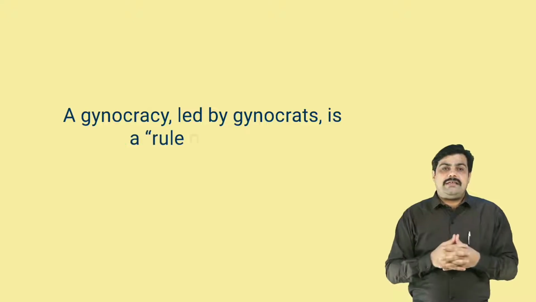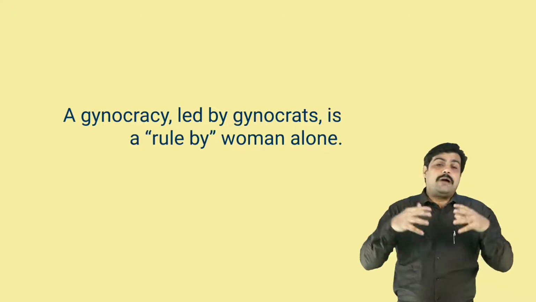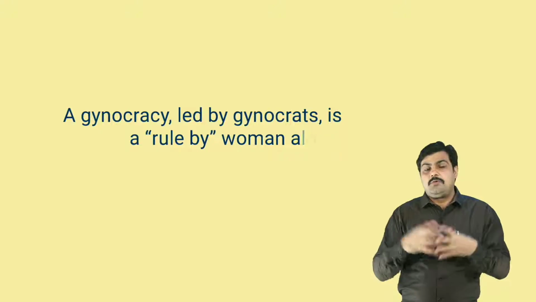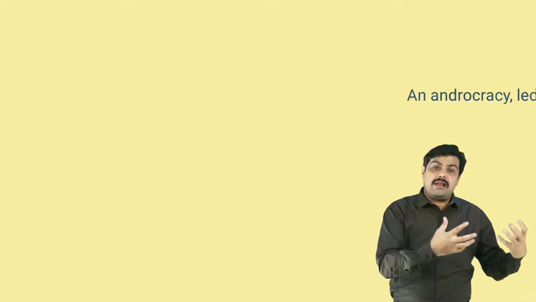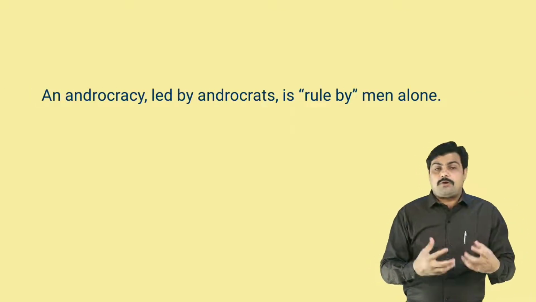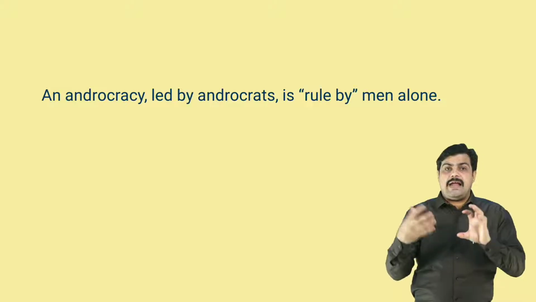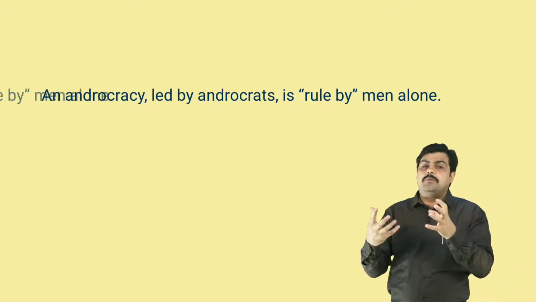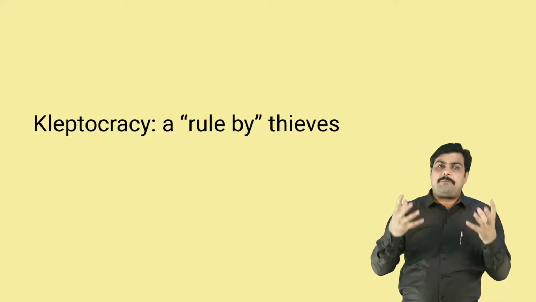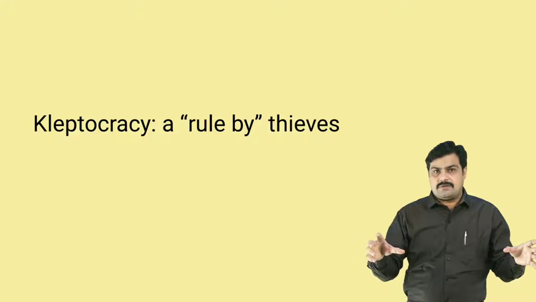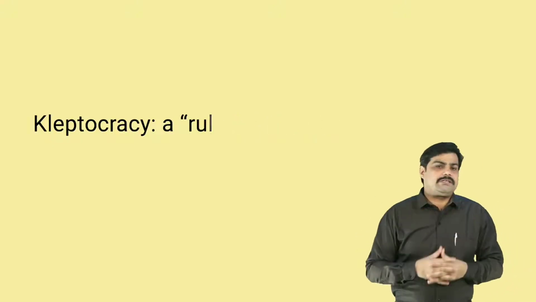Another word you see is gynocracy. A gynocracy, led by gynocrats, is a rule by women. Gyno means woman. So rule by women is gynocracy. Androcracy, andro means male, man. So an androcracy, led by androcrats, is the rule by men alone. Another is kleptocracy. Kleptocracy is rule by thieves, because klepto means to steal. So rule by thieves is kleptocracy.